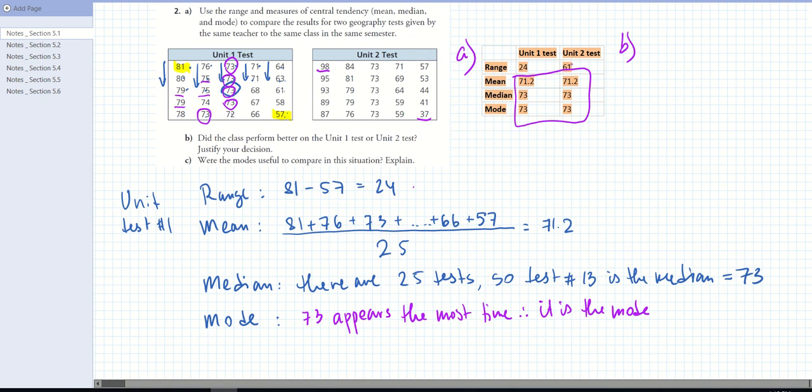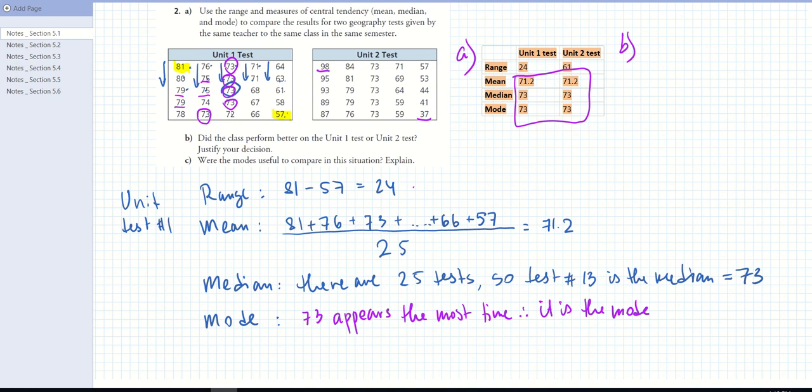But if you look at the range, the spread is much smaller in unit test 1 compared to unit test 2. So in unit test 1, people were between 81 and 57. So that's like B and C minus. Here we have 98 and a fail basically. So we have A plus and F. So the spread is way smaller in unit test number 1. So even though the mean, median, mode are the same, there's less spread in test 1.